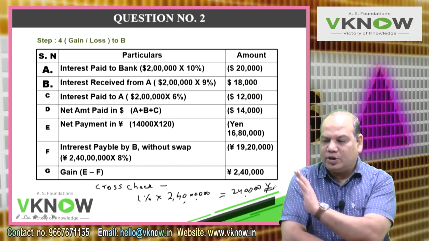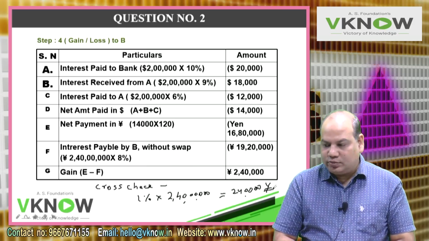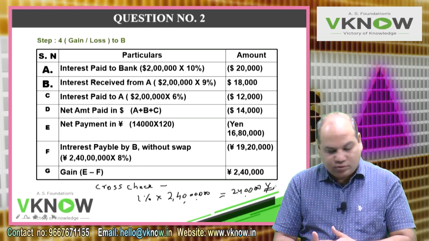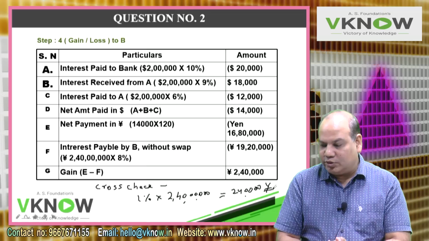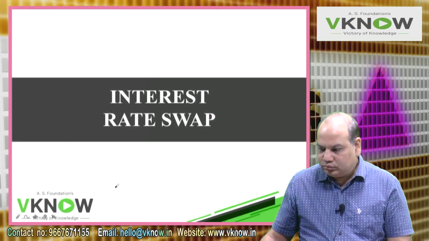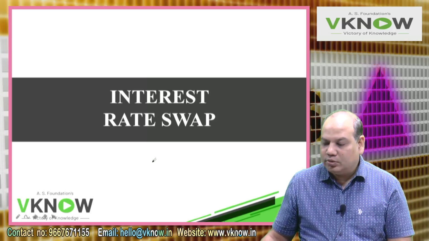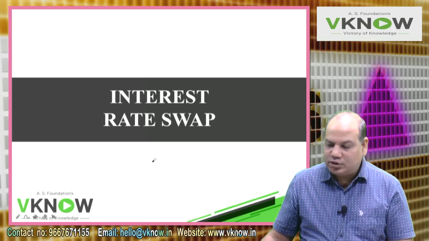2,40,000 yen. So both parties are able to save 1%. That was a very easy question asked in exam in May 2020 RTP also. Now we'll come to interest rate swap. We have seen currency swap. More popular question in the exam is interest rate swap.